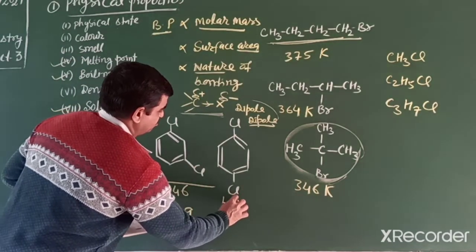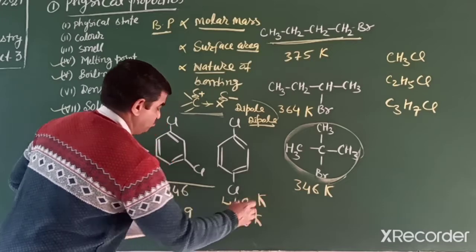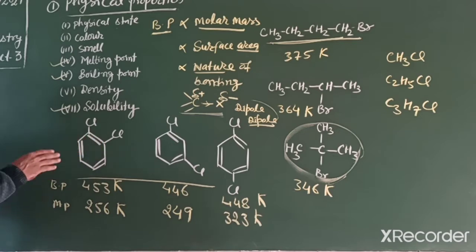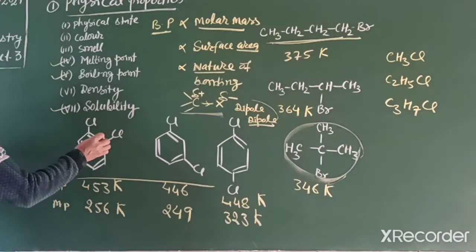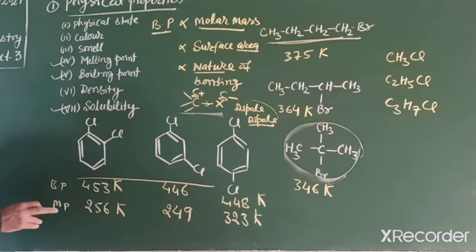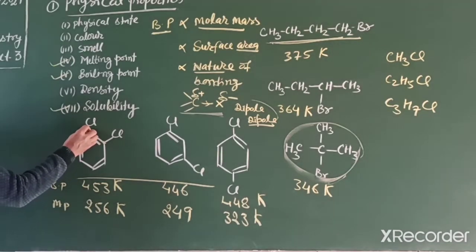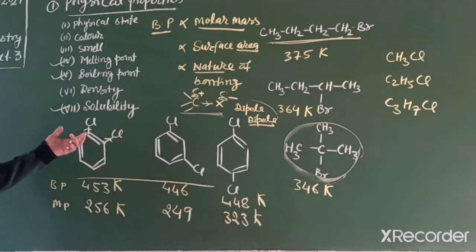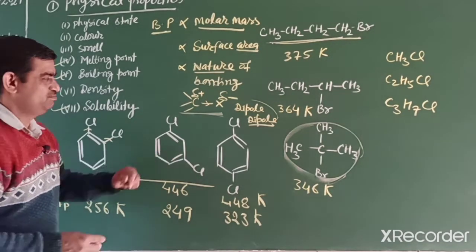Paradichlorobenzene 448 and 323 Kelvin. So the reason for the boiling point: students, why does orthodichlorobenzene have a higher boiling point than the meta and para isomers? The reason is that the two chlorine atoms are situated on one side, so the electron density moves one-sided, so there is dipole-dipole attraction. So it has a slightly higher boiling point than meta and para.